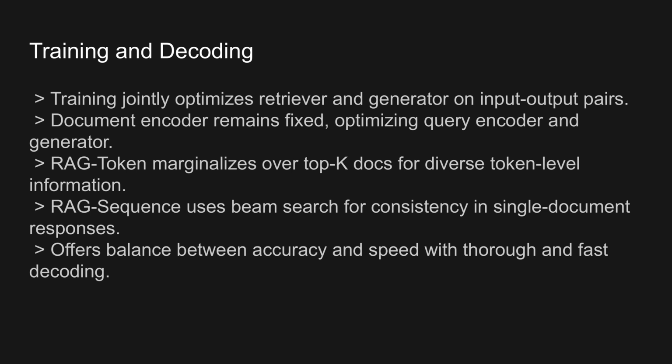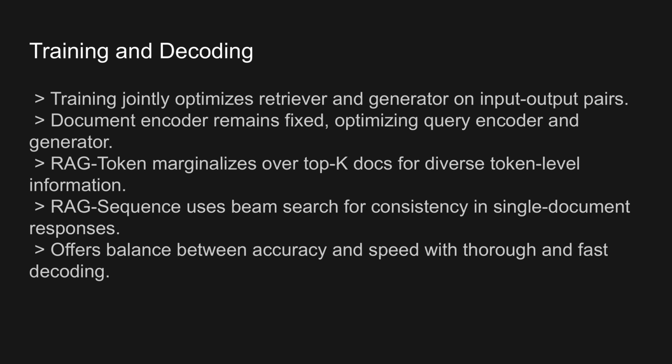Now moving on to decoding. This is where RAG sequence and RAG token require different techniques to decode answers during test time. For RAG token, which can use different documents for each token in a response, the model marginalizes over the top k-retrieved documents. Each token is generated based on a weighted probability across these documents. That makes sense for RAG token since it uses multiple sources. But what about RAG sequence? Does it work the same way?